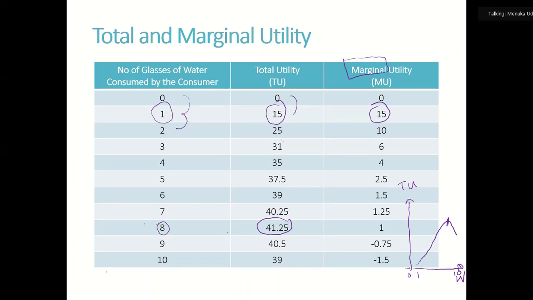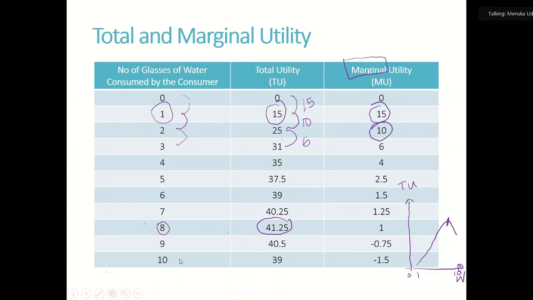You get the third glass, and the additional utility is 6. So what does that mean? Here it is 15. You see, as you drink an additional glass each time, your additional marginal utility gradually decreases. After a certain level, the satisfaction from each consecutive glass consumed, the marginal satisfaction, keeps falling.